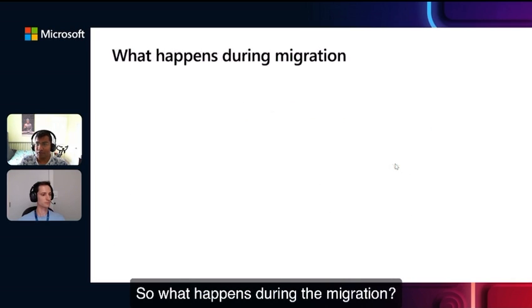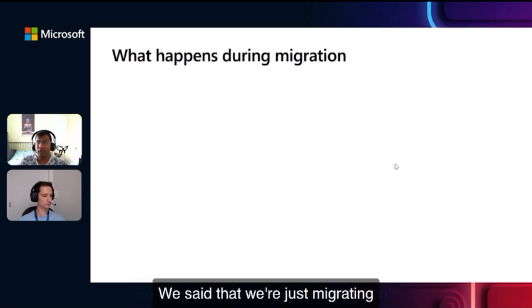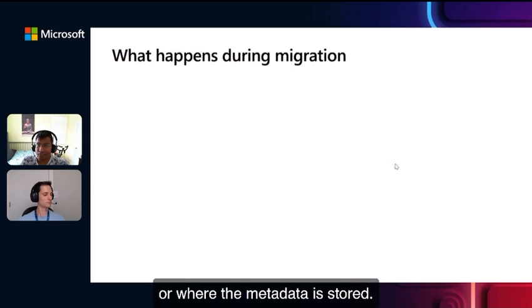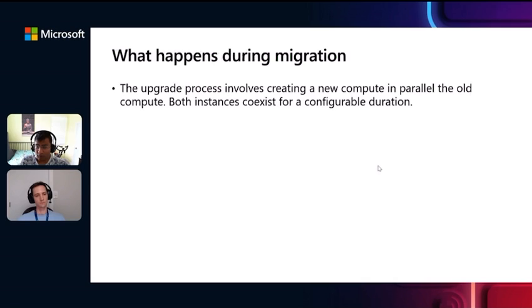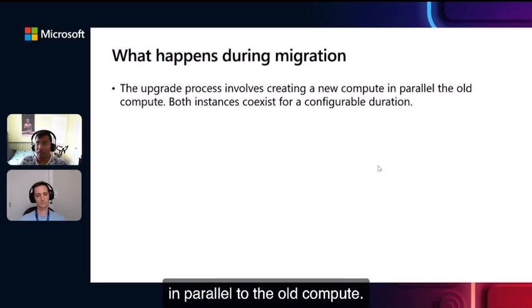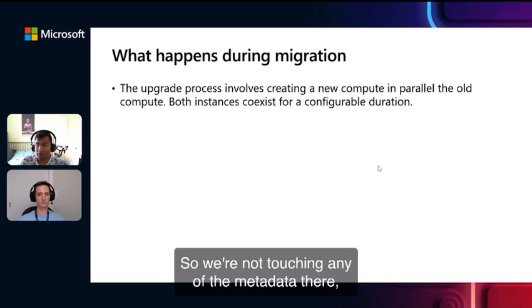So what happens during the migration, right? We said that we're just migrating the compute platform there. We're not doing any modifications to the storage layer or where the metadata is stored. So during the migration process, what we are doing is creating a new compute in parallel to the old compute. So we're not touching any of the metadata there.